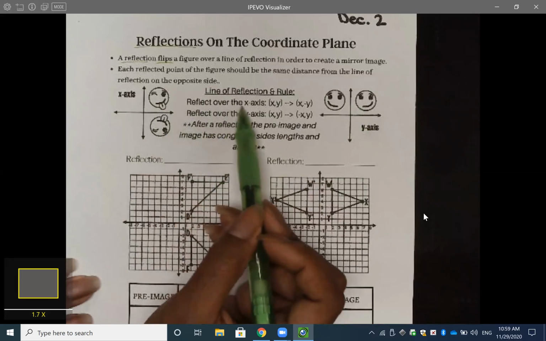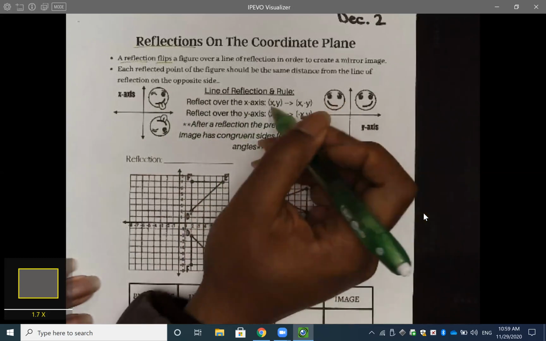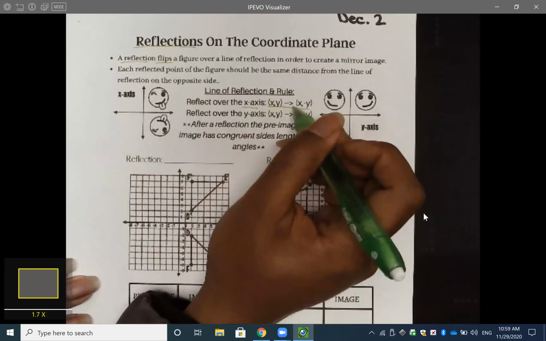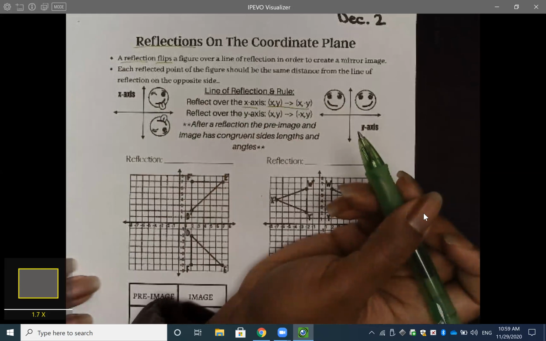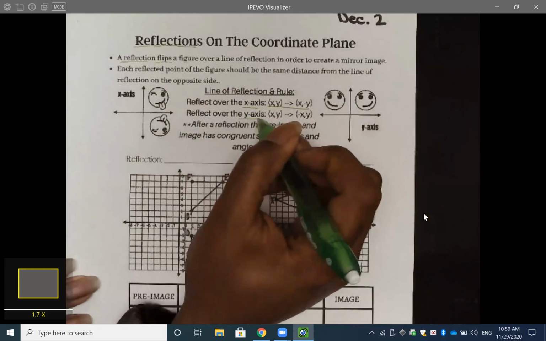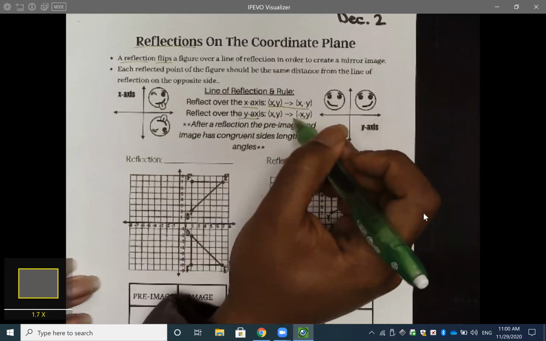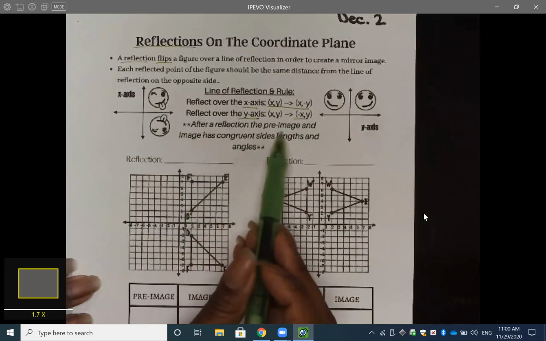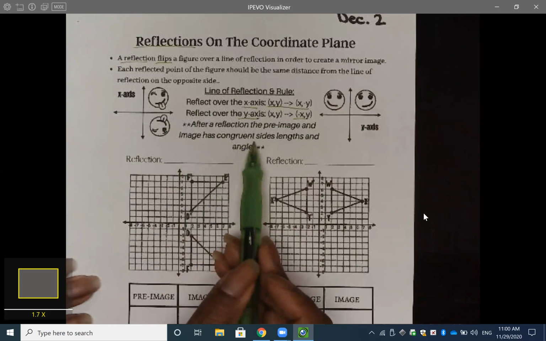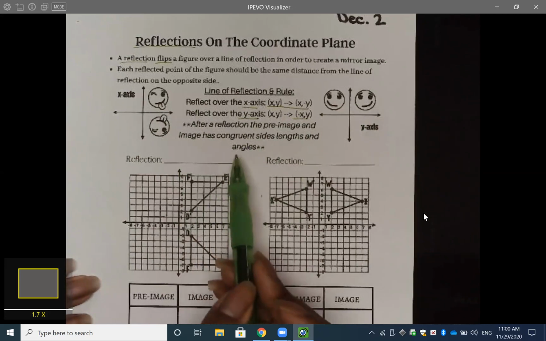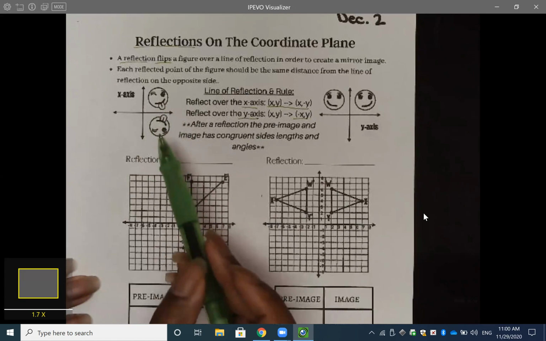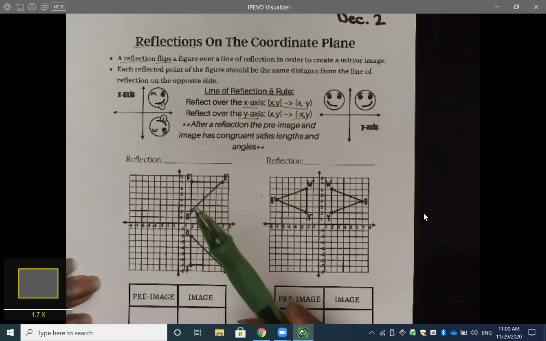If you reflect over the x-axis, this will become your rule. So if you reflect over the x, remember your x remains the same while your y becomes opposite. And if you reflect over the y-axis, then your y remains the same while your x becomes opposite. After a reflection, the pre-image and image have congruent side lengths and angles because you are not changing the size of your shape. You're just changing the location of your shape.